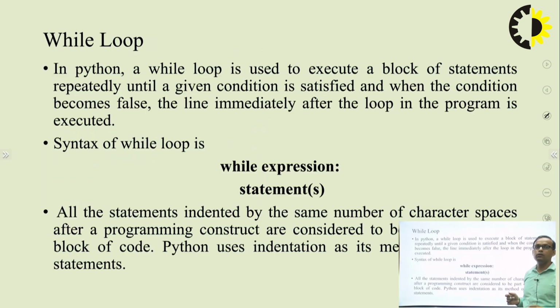The second loop is the while loop in Python programming. The while loop is again an alternative to the for loop. It is also used to execute a statement more than one time. The basic syntax is the while keyword, an expression, which is the condition, and the statement written inside the while loop. When the condition becomes false, then program control comes out of the loop. Until this condition is satisfied, only then this statement will be executed.